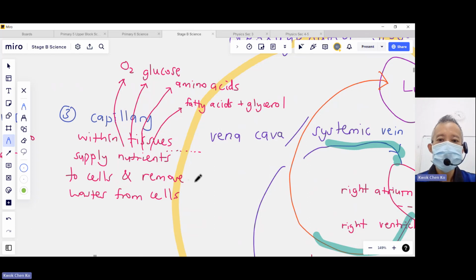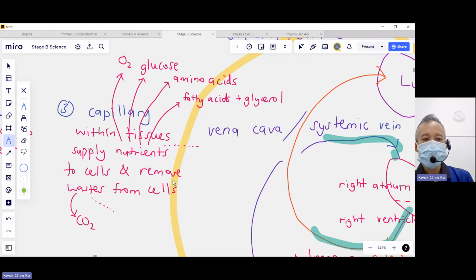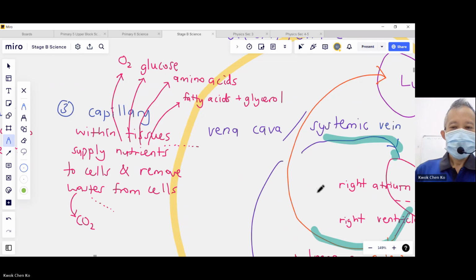Right, wastes. What's the major waste? That is removed by blood. Okay, yeah, carbon dioxide. Okay, and of course, other stuff like dead cells and so on, but we won't go into that. Okay, let's carry on.